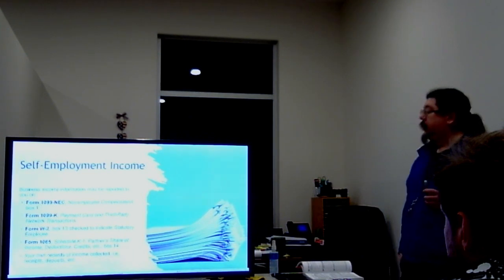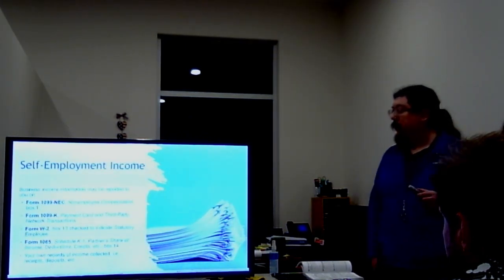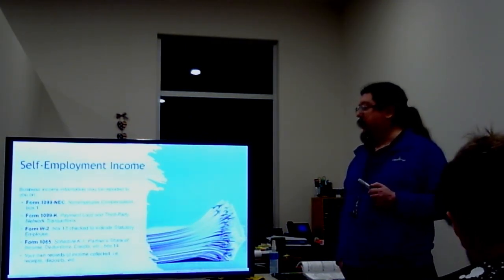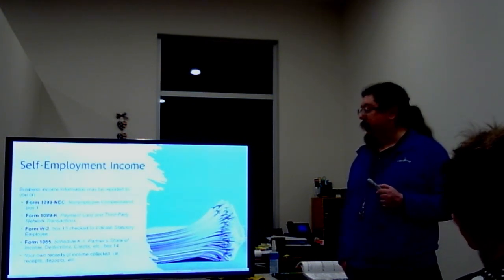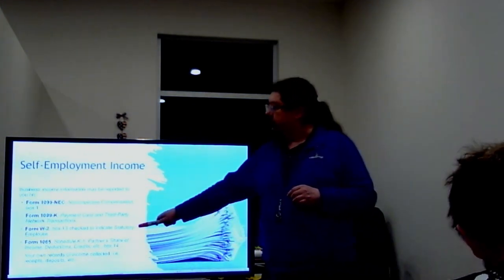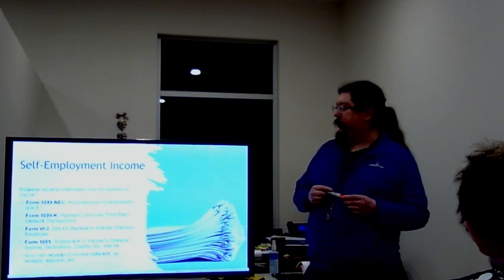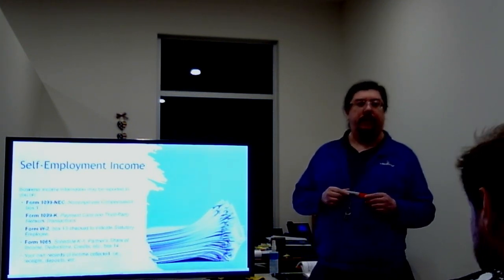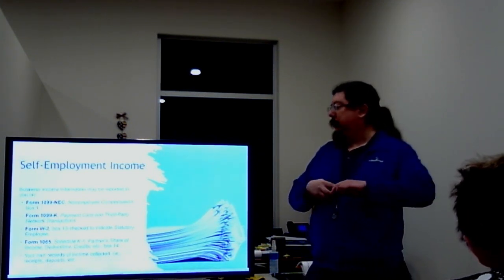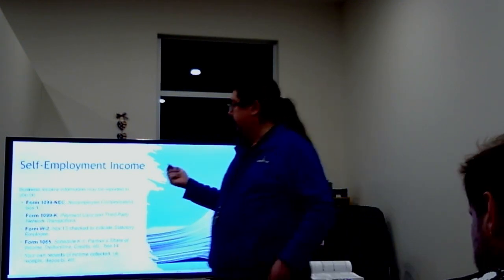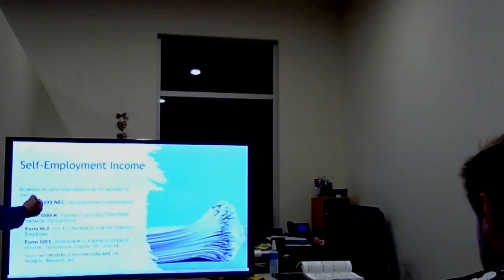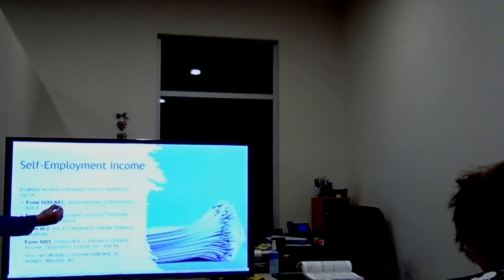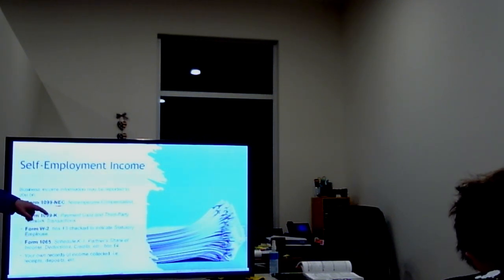Okay, here are some different forms you may get for self-employment. You may be surprised by one of these, the W-2. You could have self-employment on a W-2. So first of all, 1099-NEC is non-employee compensation. That's what the NEC stands for. And this is a new form. It was created for the 2020 tax year.